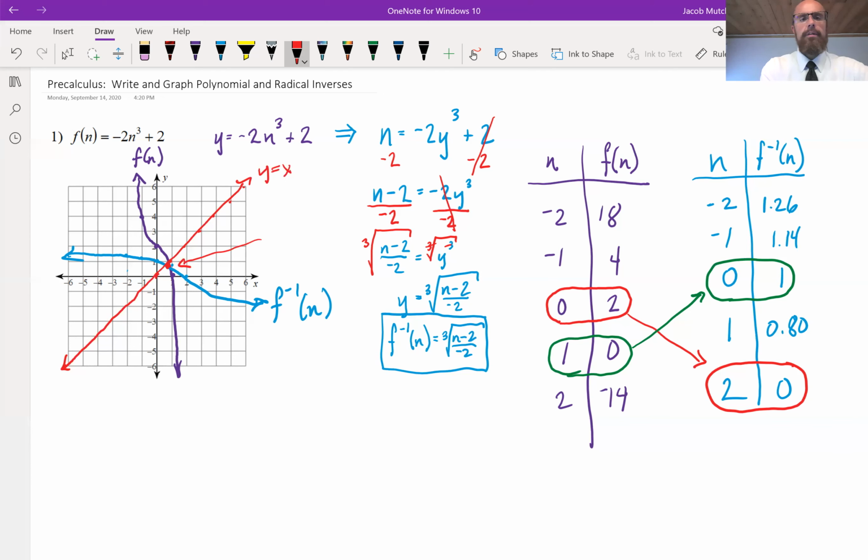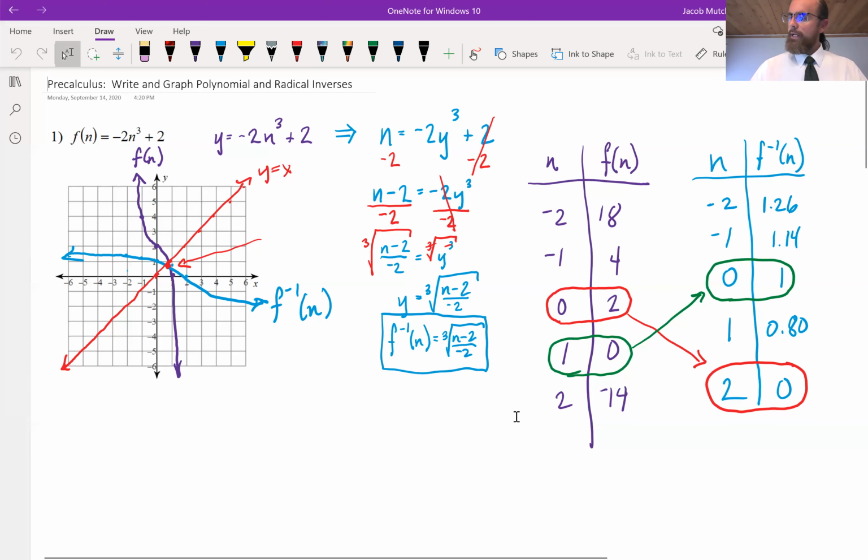The other hallmark feature is that if I were to fold over and reflect across the identity, the original should land directly on top of the inverse. Same goes for the inverse: the inverse will land directly on top of the original. And that completes that example. We've got definitely a good pair of inverses that we wrote the equation for, graphed using tables, and then confirmed graphically with those two hallmark features that the original and the inverse were true inverses.